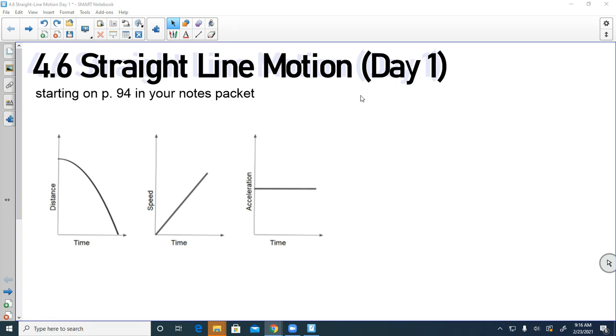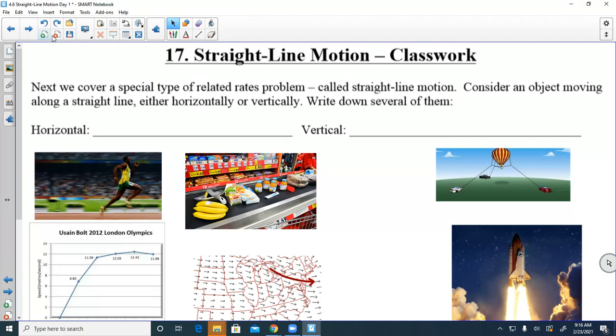What we're doing today is we're going to start to look at basic motion analysis. The most basic motion analysis that we're going to do, and really the only ones that we will do, is called straight line motion. So we will be looking at motion of objects along a line, moving horizontally and vertically.